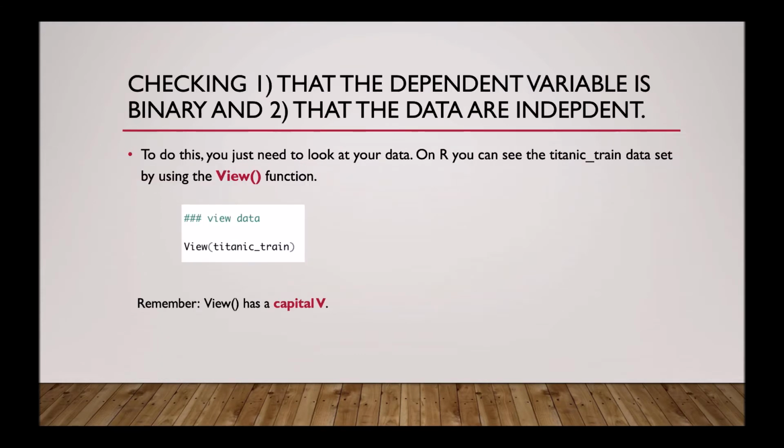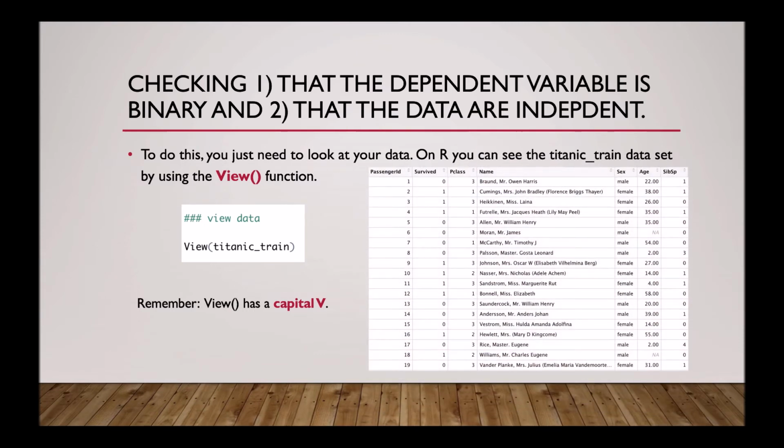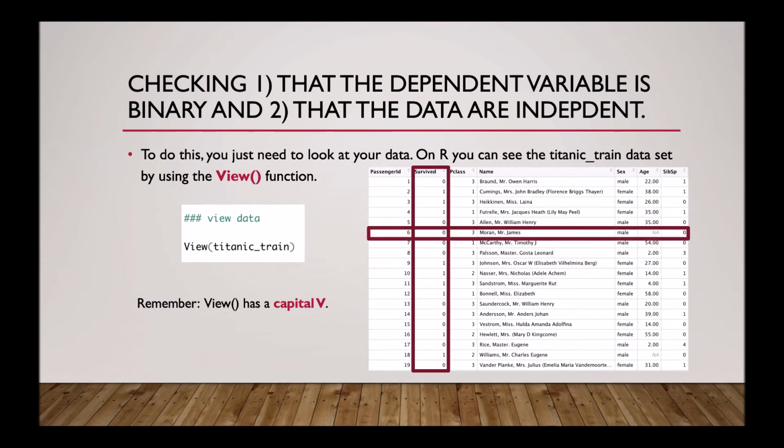So to check the first two assumptions, which are that the dependent variable is binary and that the data are independent, you can just do this by looking at the data. On R, you can view the Titanic train dataset by using the view function. Remember that view has a capital V. So this is what the data looks like. Here is our dependent variable, survived, which as you can see is coded as 1 and 0. And here you can see each row represents an individual data point, so our first two assumptions are met.